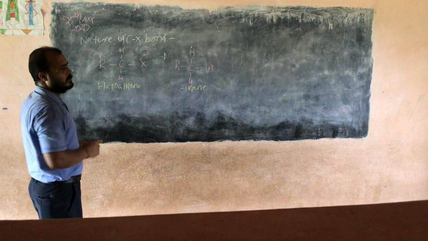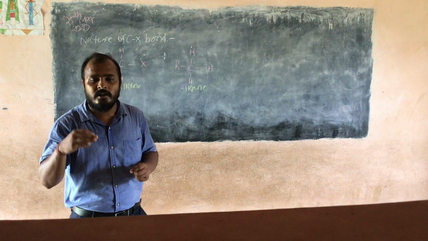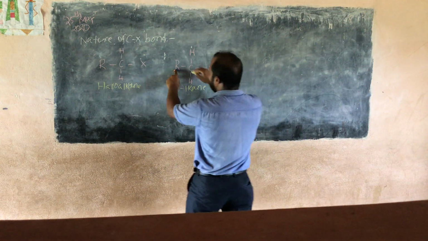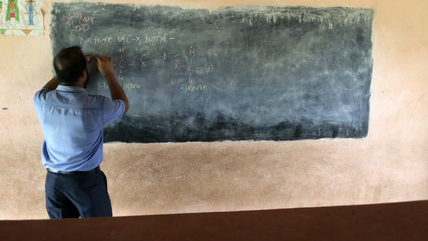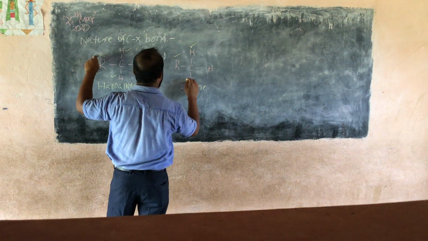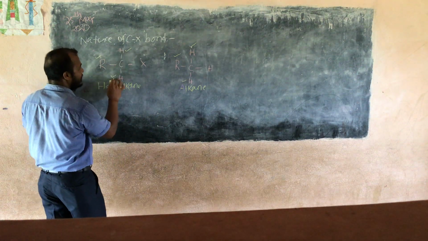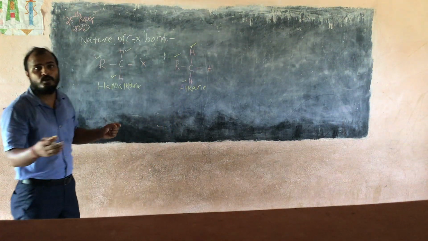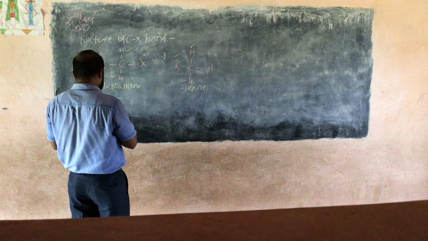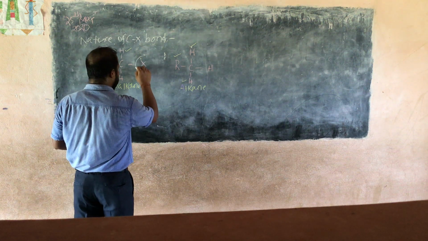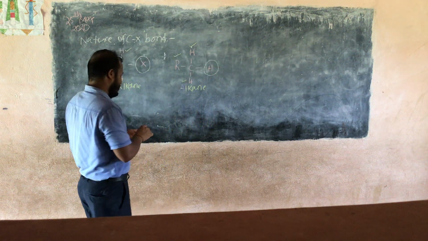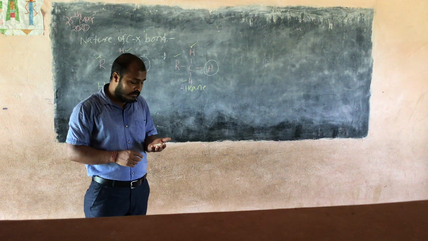So what is the basic difference between alkane and haloalkane? In alkane, here it is R, here it is H, here it is H, here it is also H. So these three, R, H, H, are the same in both alkane and haloalkane. But the difference is here: in haloalkane, this is X. X means halogens: fluorine, chlorine, bromine and iodine.